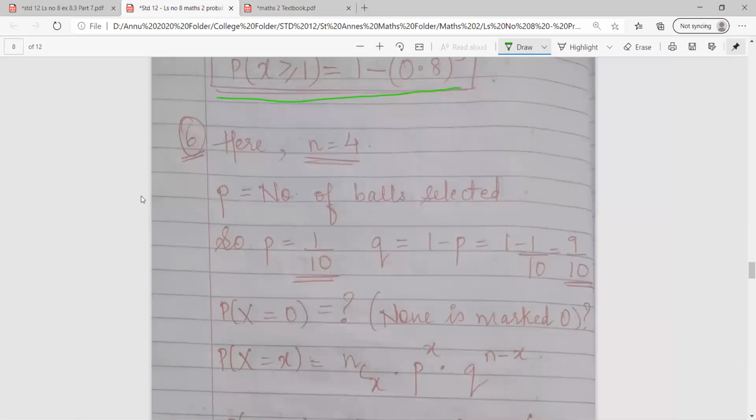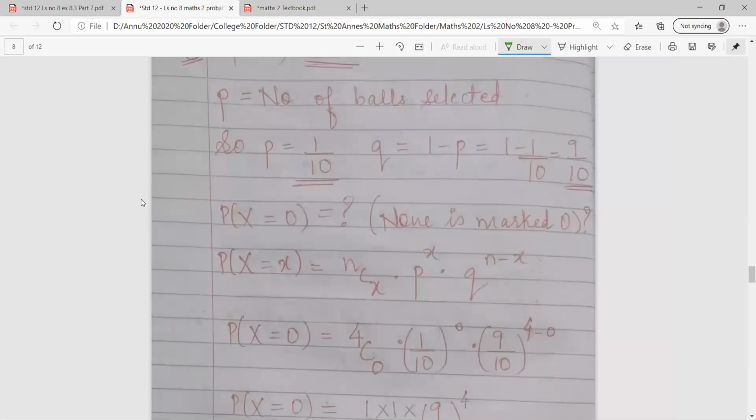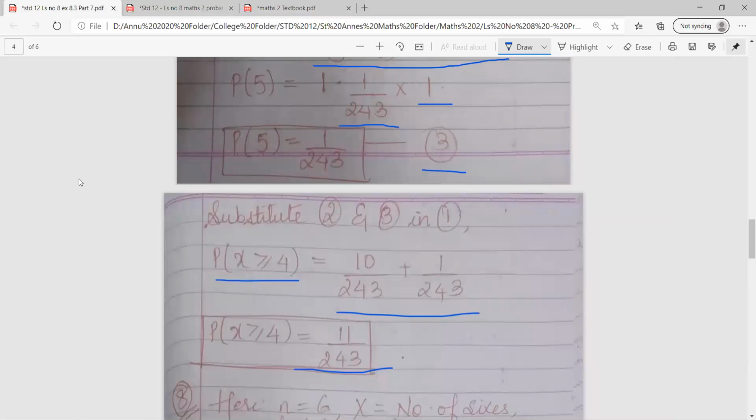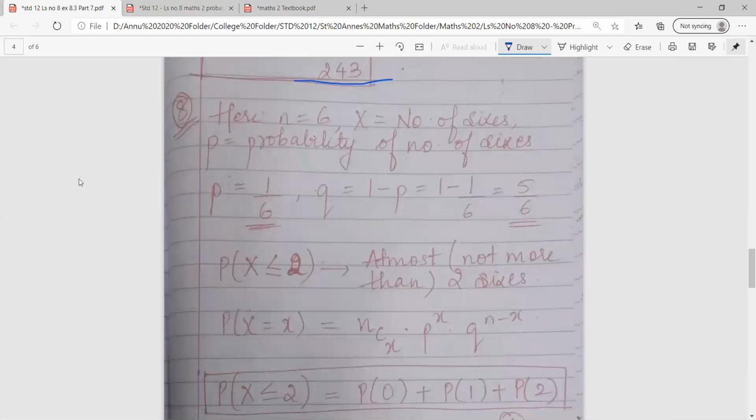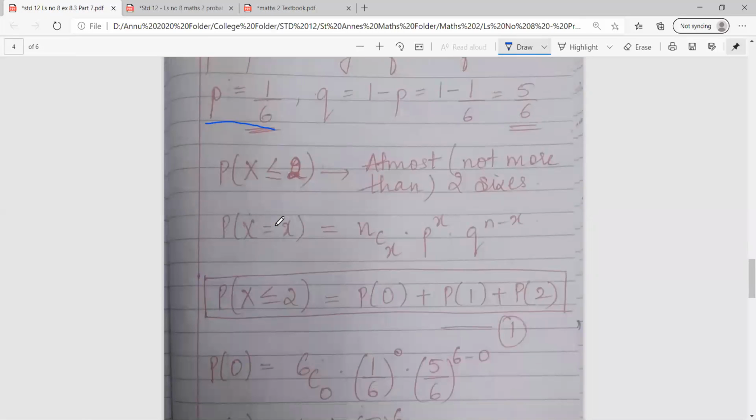So let's see how to solve the sum. So here N is 6. X is number of 6s and probability of getting the number of 6s. In one die, there are 6 numbers. The probability of each number is the same, 1 by 6. So Q will be 1 minus P, 1 minus 1 by 6, which gives me 5 by 6. At most means not more than 2. So I have to find probability of X less than equal to 2.